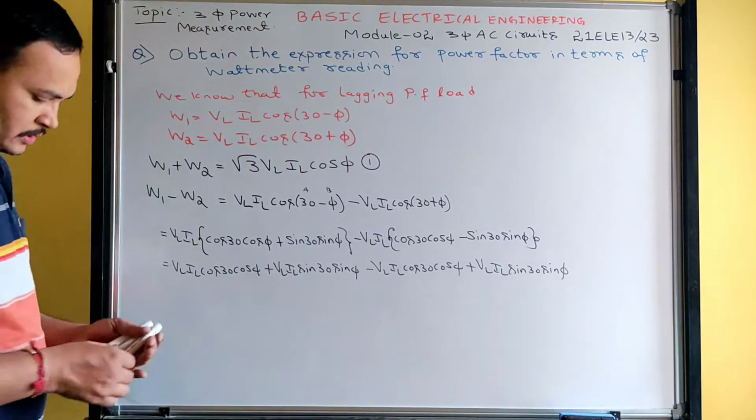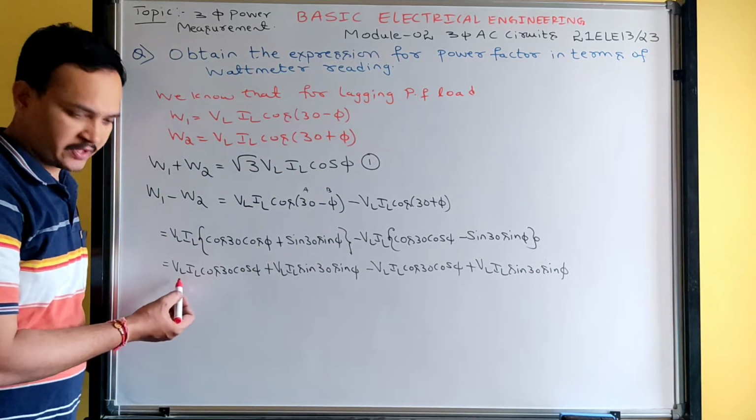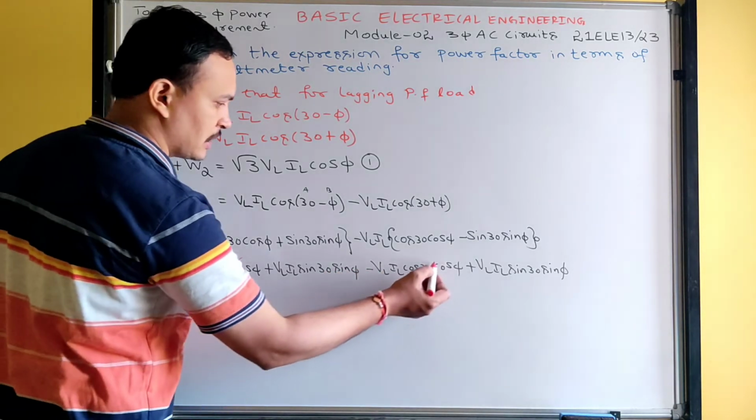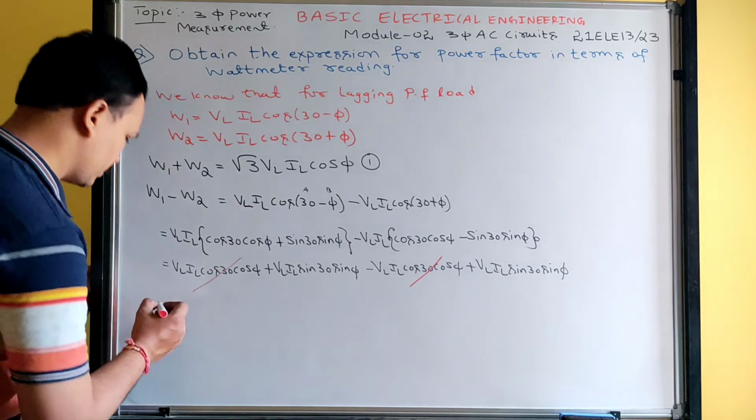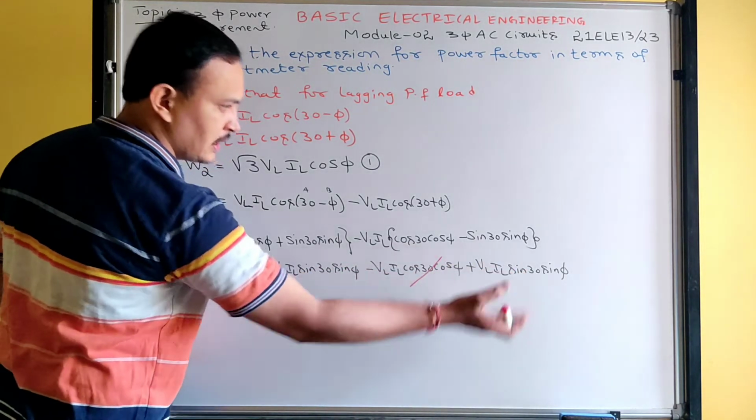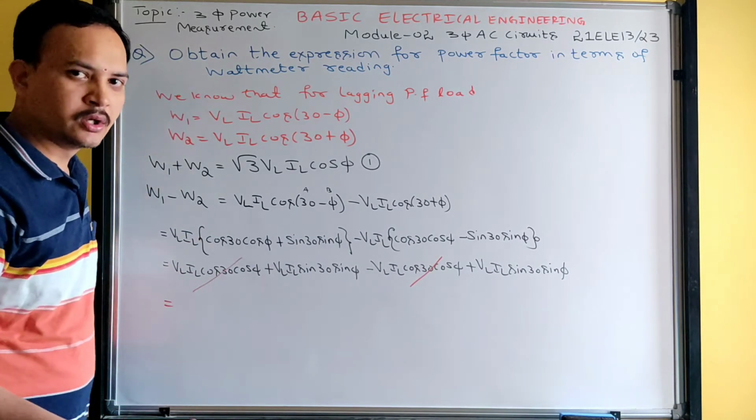Now from this we can cancel the first term: plus VL IL cos 30 cos phi gone, minus VL IL cos 30 cos phi gone. So what is left now? VL IL sin 30 sin phi, twice. What does that become?